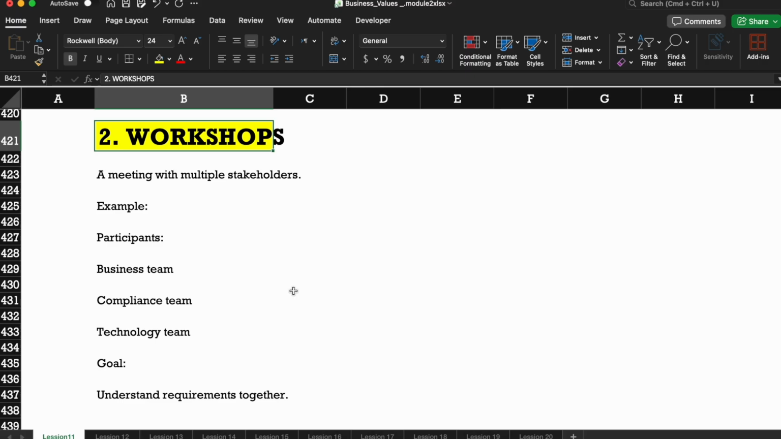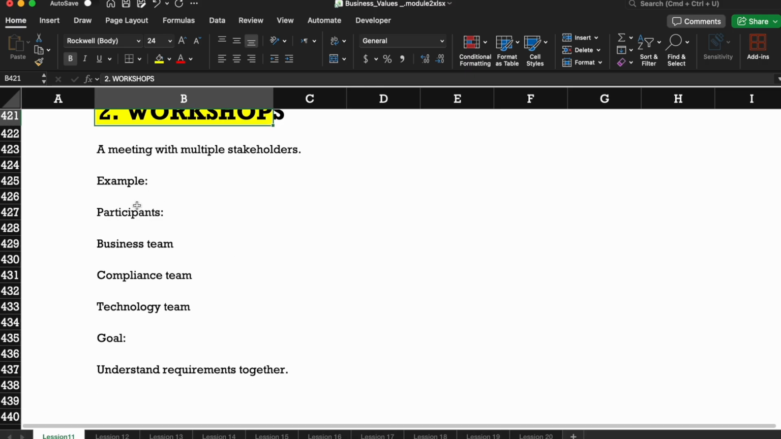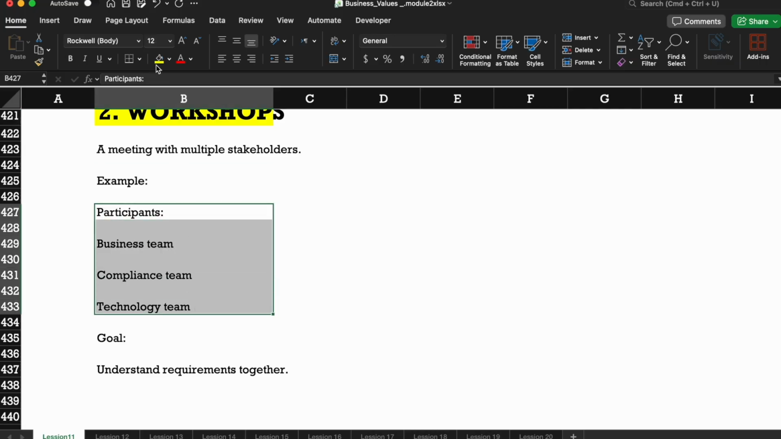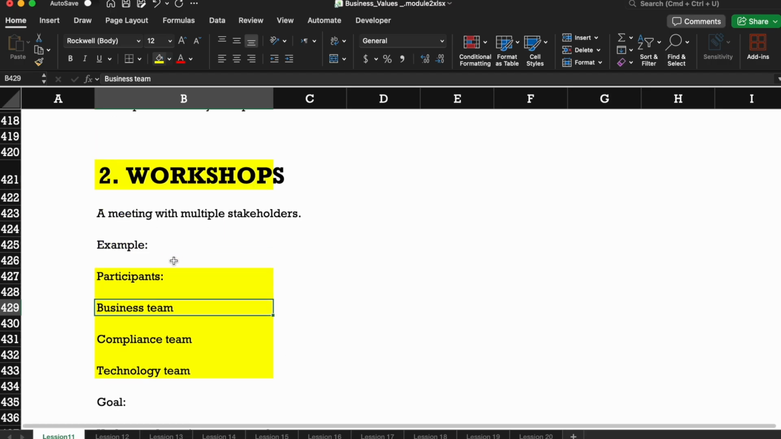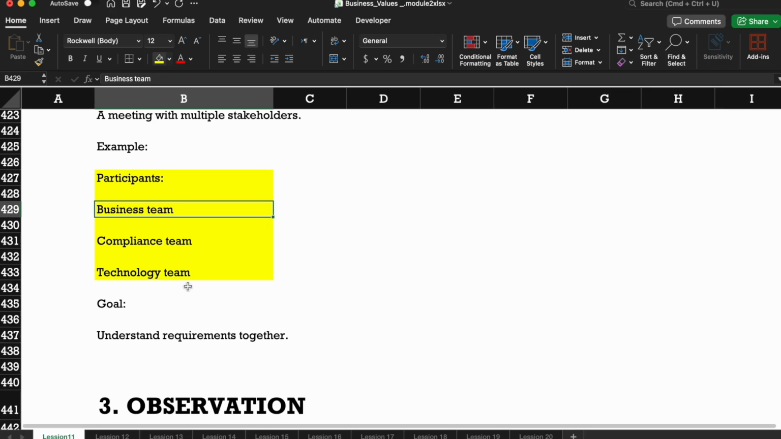Example: participants are the business team, compliance team, technology team. There are multiple teams in a call. I'm not saying these are all the teams, but it depends on the project and company you are going to work with. There are multiple teams in a call. That's what I want to say when you're handling a workshop.